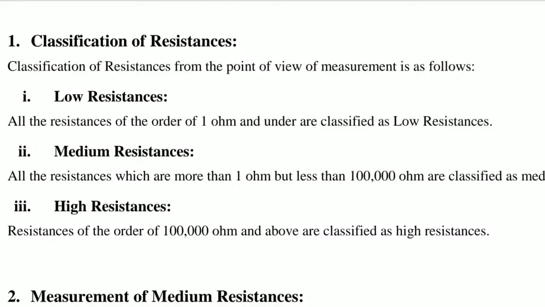Kelvin bridge method is used for measuring low resistance, but before this, resistances are classified into three types. Number one is the low resistance, whose value is 1 ohm or below. Number two is the medium resistance, whose value is more than 1 ohm but below 100 k ohms. And third is the high resistance, whose value is above 100 k ohms.